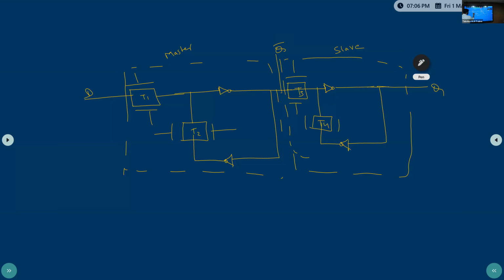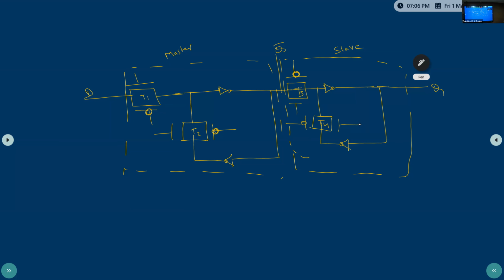This one is for, suppose, negative trigger, and this one is quite opposite. Whatever T3 turns on, the same way this one also. The bubbling I did makes T1 and T3 quite opposite, and T2 and T4 quite opposite. T3 and T2 will be the same, and T4 and T1 will be the same.